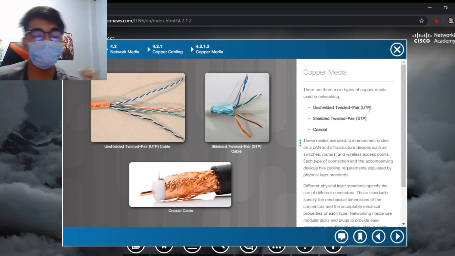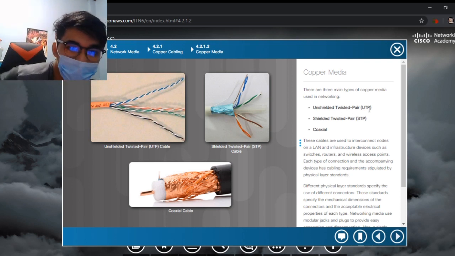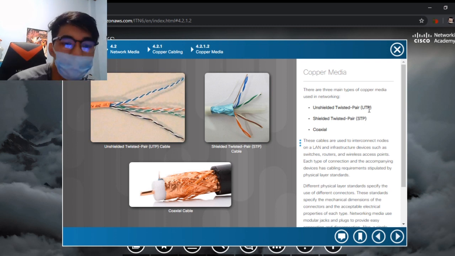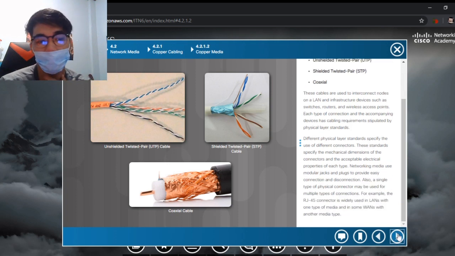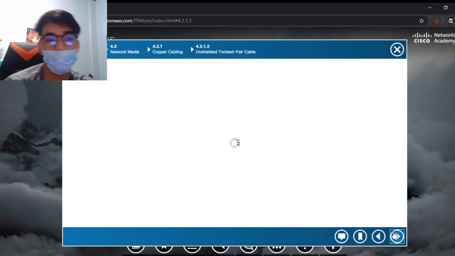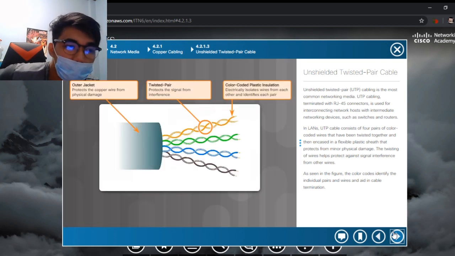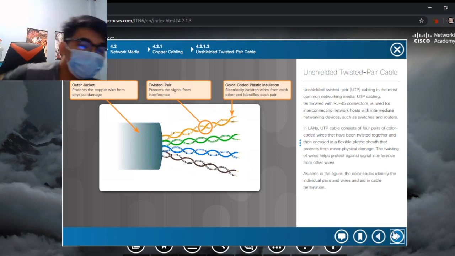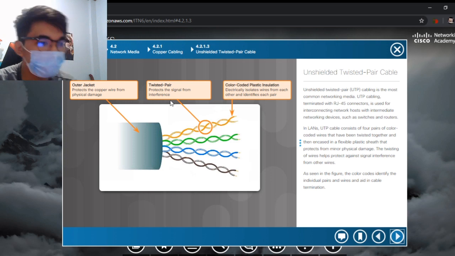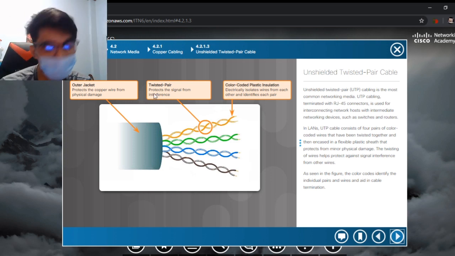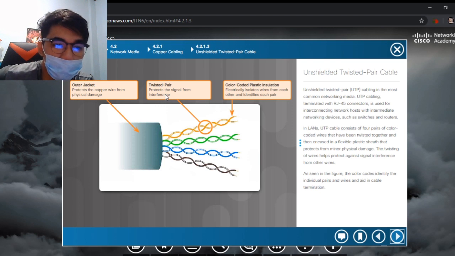Then we are back, and this is one of the major parts of the network access, the copper media. As you can see, there are UTP, STP, and coaxial. There are different types of cables. The UTP, or unshielded twisted pair cable, has parts: the outer jacket, which protects the copper wire from physical damage. Then the twisted pair protects the signal from interference. Then the color-coded plastic insulation electrically isolates the wires from each other and identifies each pair.